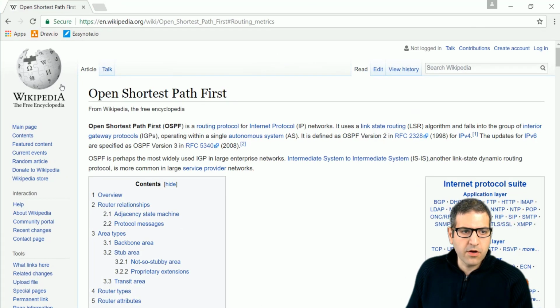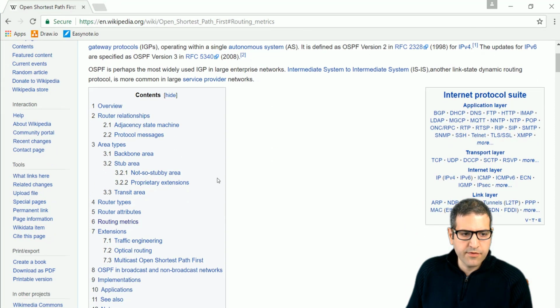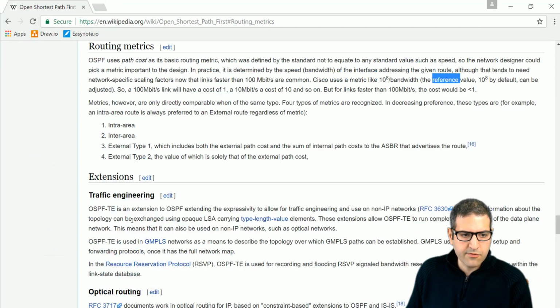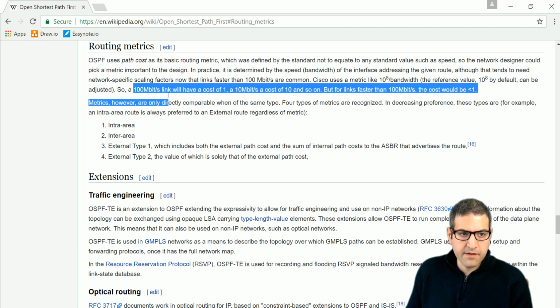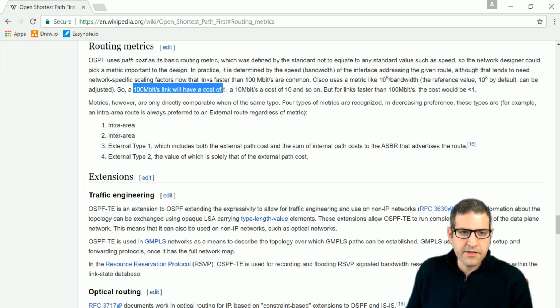They're talking about Open Shortest Path First. And if we go here to routing metrics, that's what is important here. You can see here the reference value is 10 to the power 8 by default. They say if the link has 100 megabits, then the cost will be 1. Why? Because 100 over 100, then the cost will be 1.